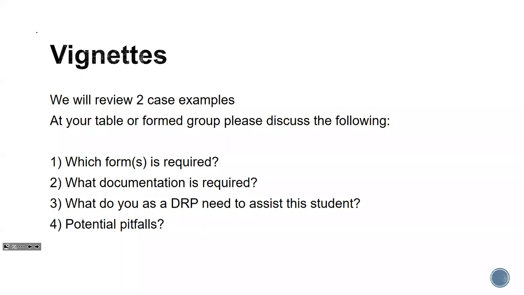We have prepared some vignettes so you can think through what we've discussed. We're going to go through two case examples. As you read the vignettes, consider what forms are required, what documentation is required, what do you as a DRP need to assist with, and potential pitfalls.